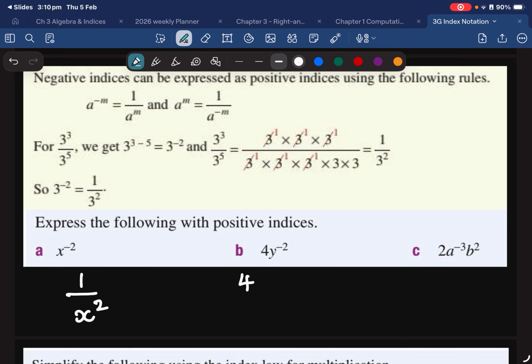So we've got 4y squared. And this last one here, we've got 2b squared a to the power of 3. Okay, we're going to do a little bit of negative ones. They're a bit weird, but you'll be okay.